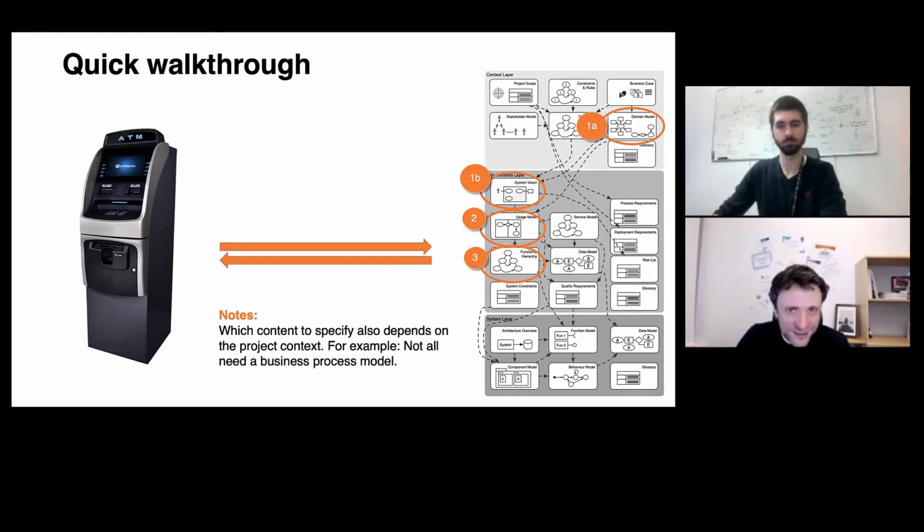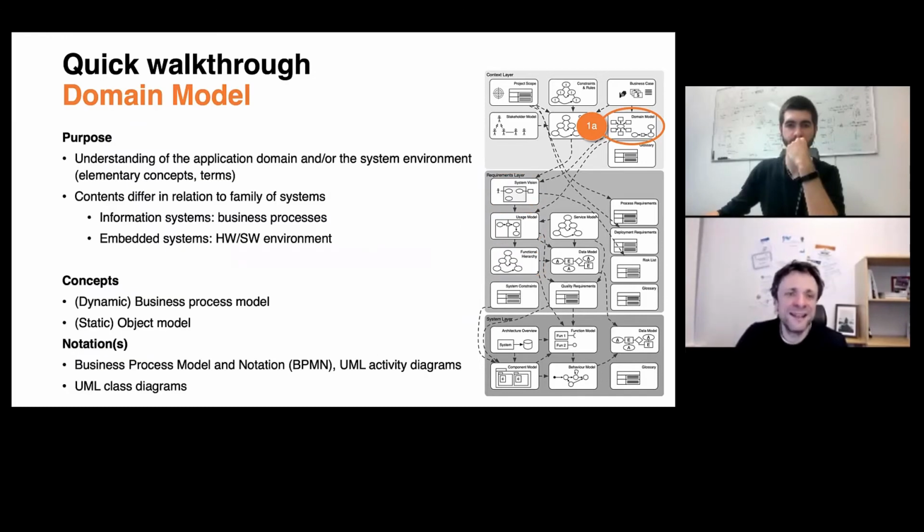As always, keep in mind that how exactly we specify our contents, our content items, but also what notation we might want to use, very much depends on the project context. So keep in mind, we will be talking about business processes, but not all systems need an understanding of business processes. Some of them don't even have business processes, but more on this later. Now, let's start again with the domain model.